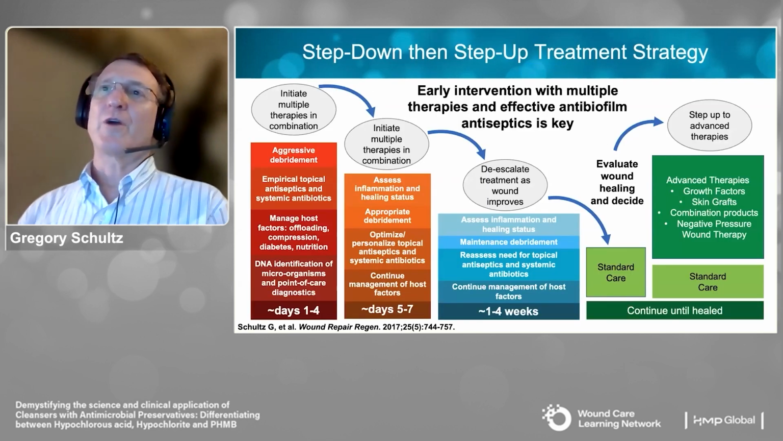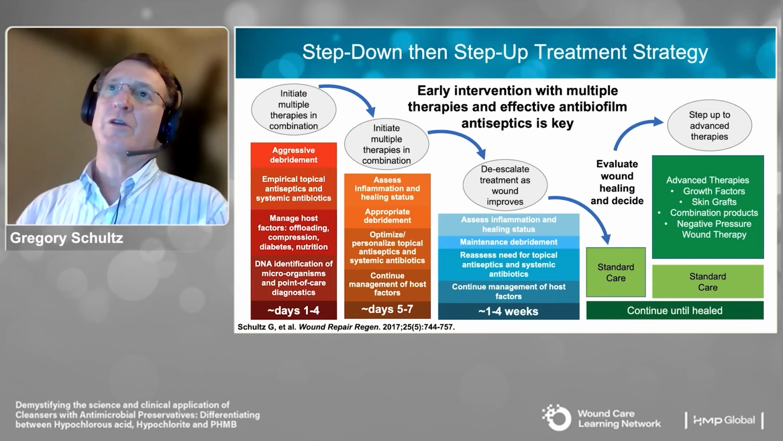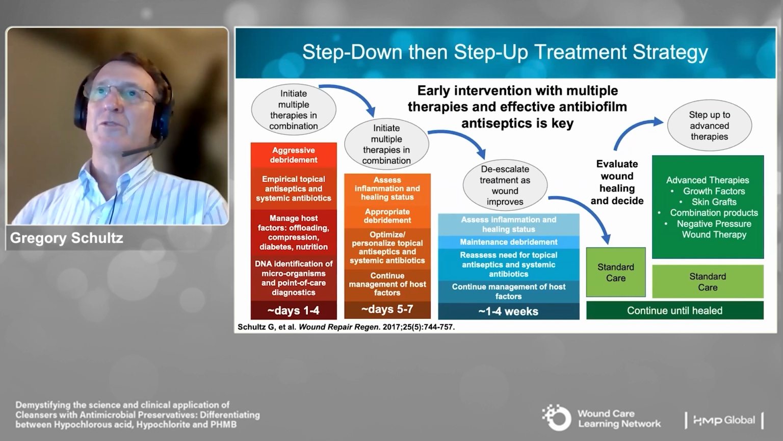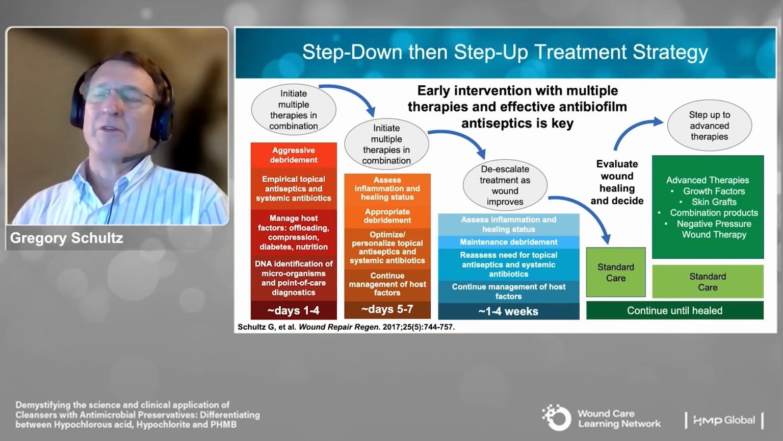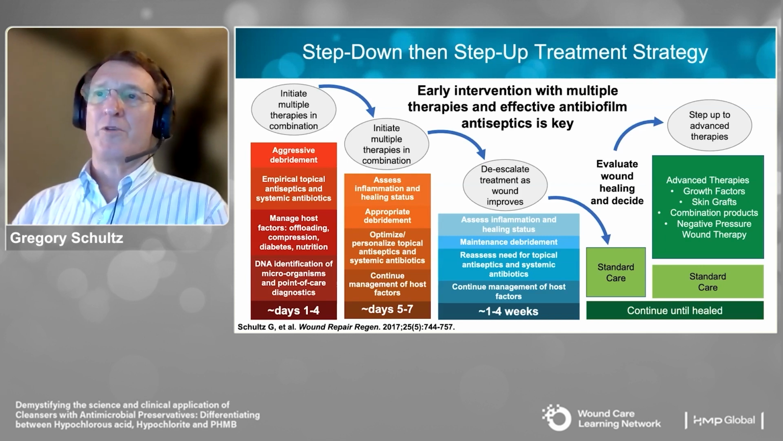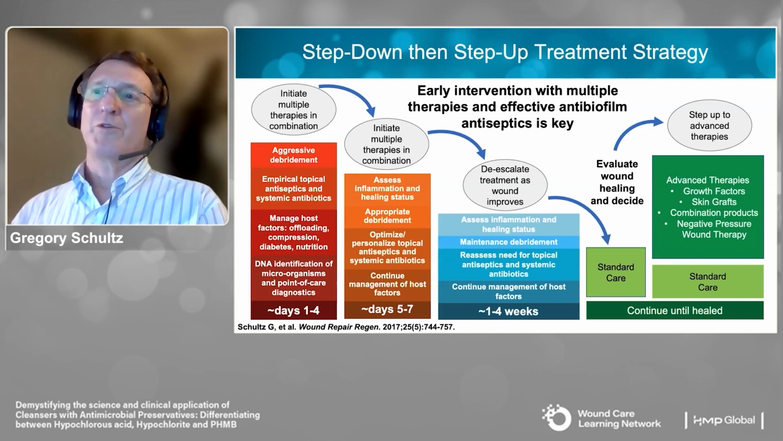So to summarize very quickly, this information helps us form a consensus recommendation on treatment of biofilms in chronic wounds. This was summarized in what we call the step down, then step up treatment. In other words, we want to start with aggressive debridement on a chronic wound when it presents, because there's almost always a biofilm present. But we need to combine that with effective treatments that can kill both residual planktonic and biofilm bacteria and prevent their reformation within a few days.